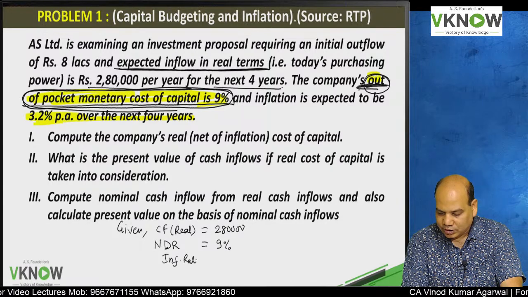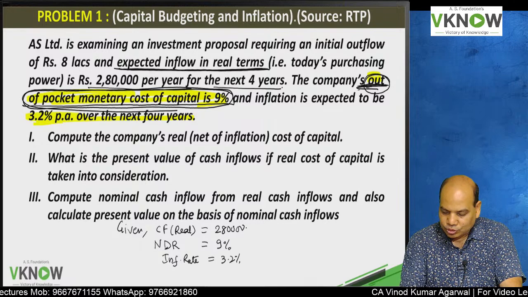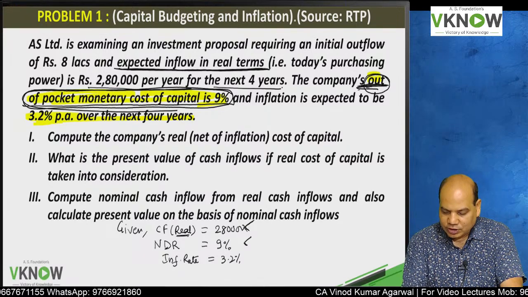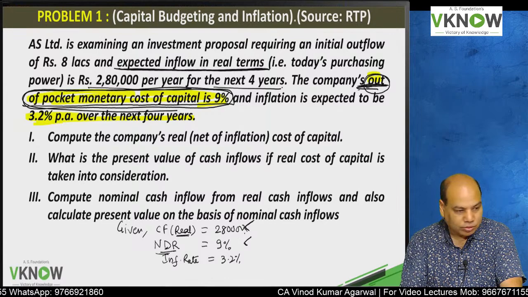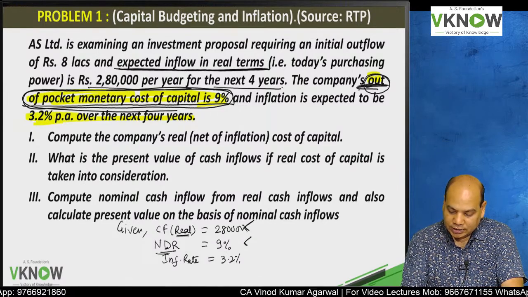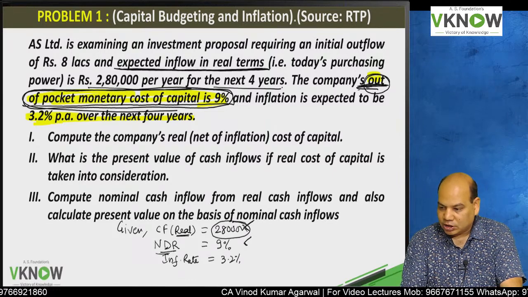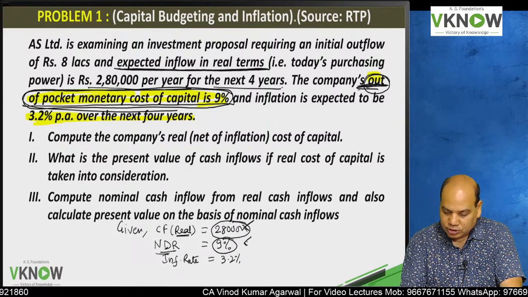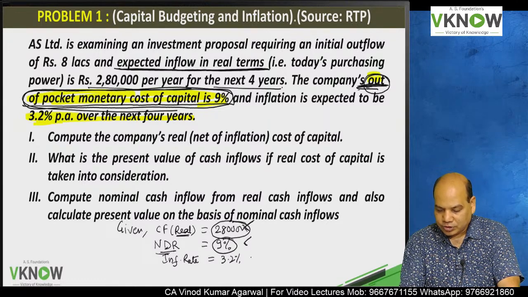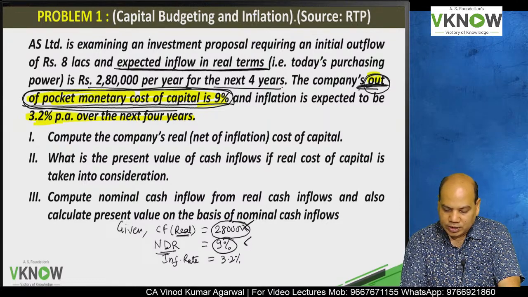Inflation rate is given, 3.2%. Right now you cannot discount cash flow with this discount rate, because cash flow is real, this discount rate is nominal. So you need to convert either real cash flow into nominal cash flow, or you need to convert the nominal discount rate into real discount rate. Is it right? Otherwise you can't go ahead.